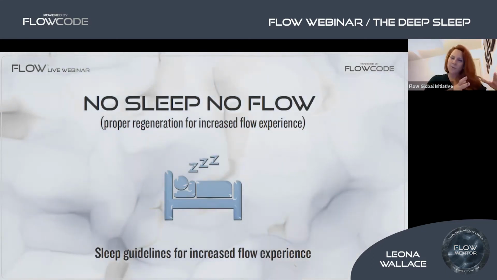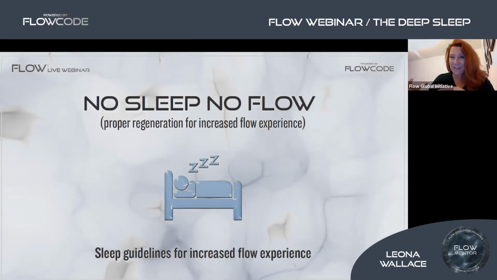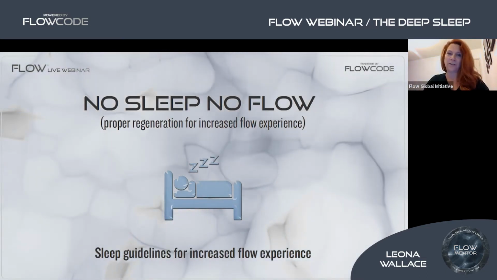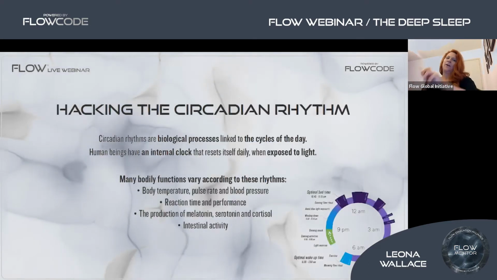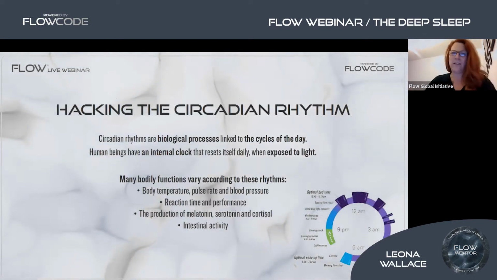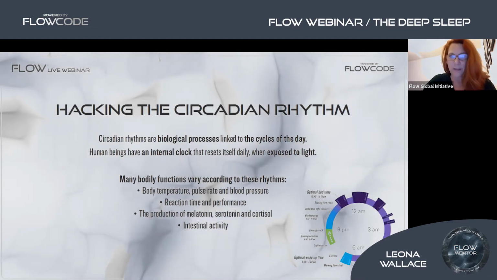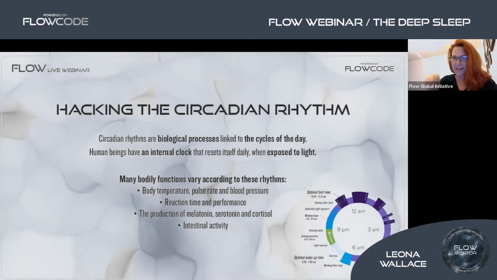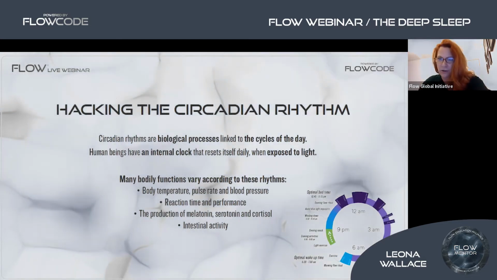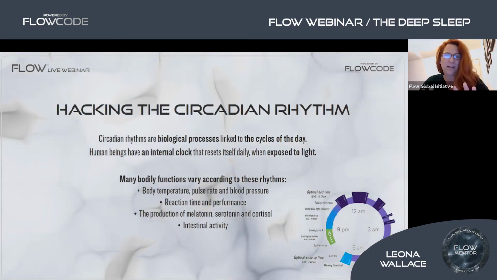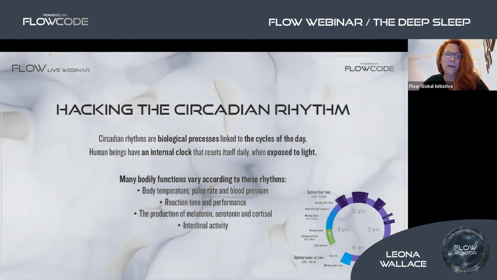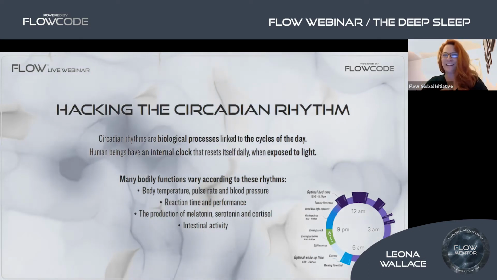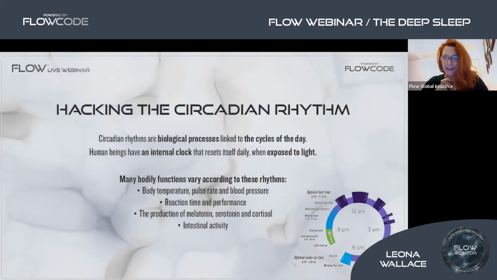Because if you're going through the right cycle and you know how to hack into it, then you're going to have even more powerful flow sessions. Here we go. We're going to talk about hacking the circadian rhythm. Circadian rhythms are biological processes linked to the cycles of the day. So you can see this little chart on the right. I'm going to make that a little bit bigger so you can see it better. Each human has an internal clock, and it resets itself daily when exposed to light.